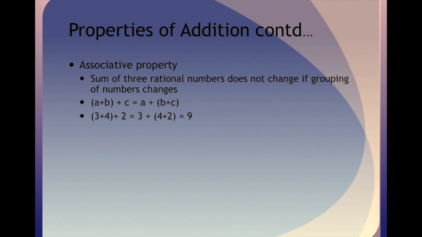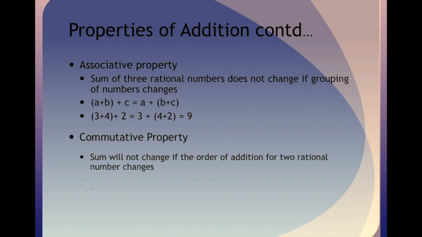3 plus 4 plus 2. 3 plus 4 is 7, plus 2 is 9. On right hand side we can see 3 plus 4 plus 2. So 4 plus 2 is 6 and plus 3 is 9. So in both cases answer is 9. So the associative property holds good for addition.